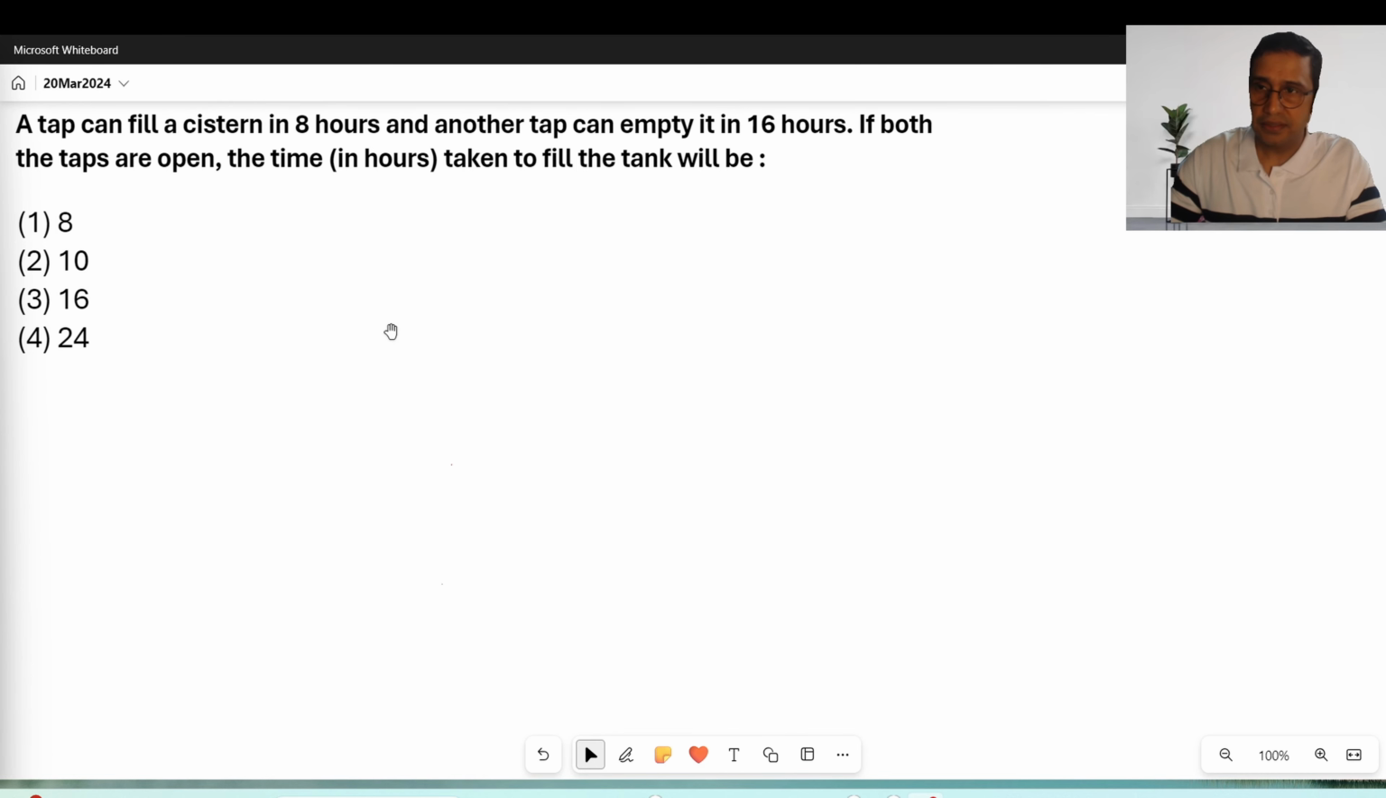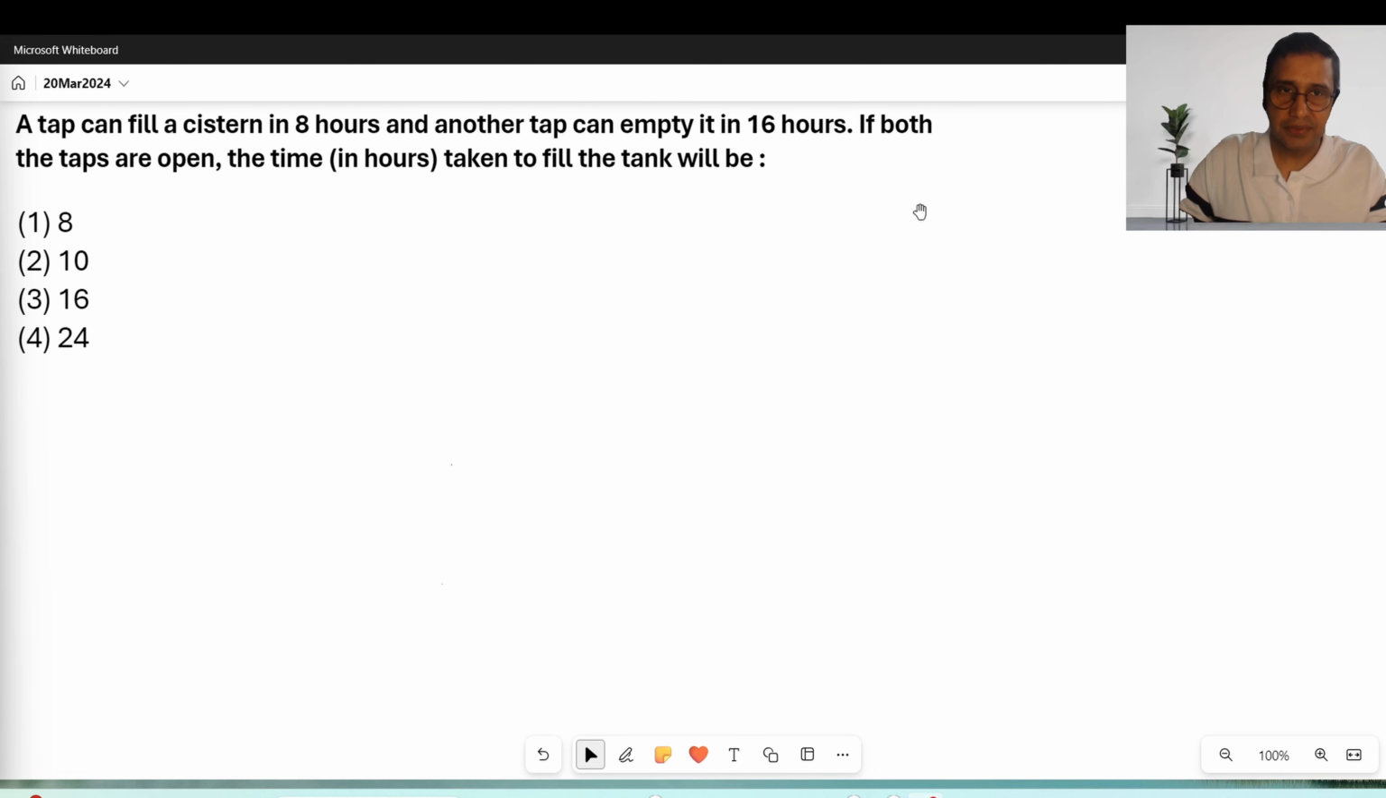So let's start. Let's read the question. A tap can fill a cistern in 8 hours, and another tap can empty it in 16 hours. If both the taps are open, the time in hours taken to fill the tank will be. As usual, the most important thing in the question is to understand what information is given and what information is being asked for.